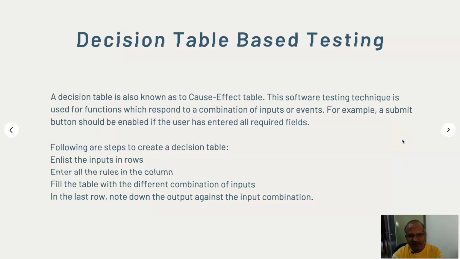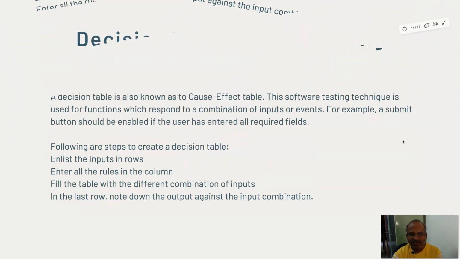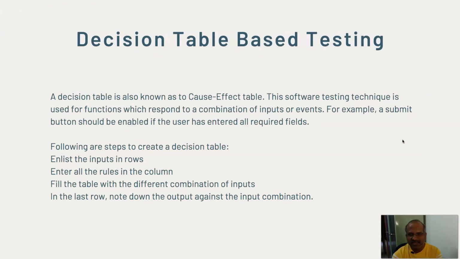Then decision table based testing. This is another technique that is used in test case designing. A decision table is also called a cause effect table. This software testing technique is used for functions which respond to a combination of inputs or events, right? So there will be a certain number of inputs for a specified output. That time a decision table is used.